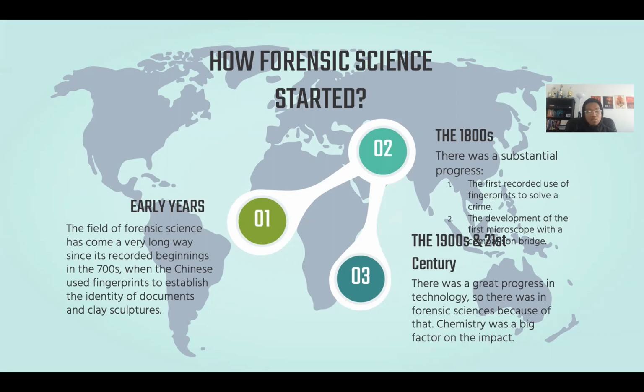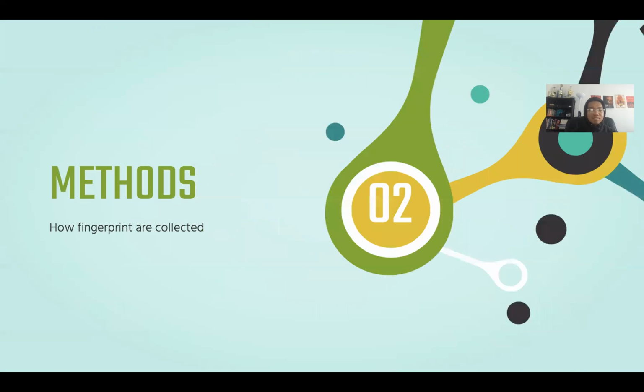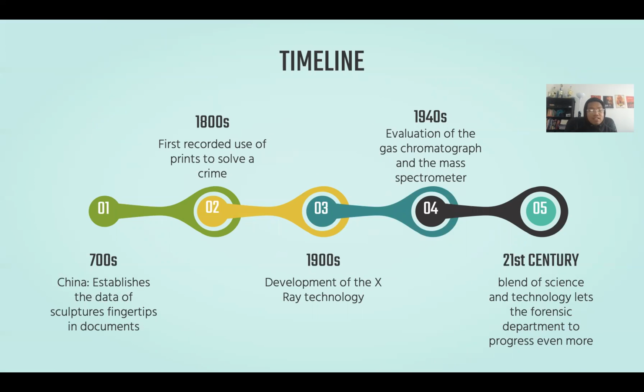In the 1900s and the 21st century, there was great progress in technology. So there was progress in forensic science because of that. Chemistry was obviously a big factor in the change. In the 1900s, the development of X-ray technology started. In the 1940s, the gas chromatograph and the mass spectrometer were developed. And in the 21st century, it blended science and technology, especially with all the advancements, everything was possible.